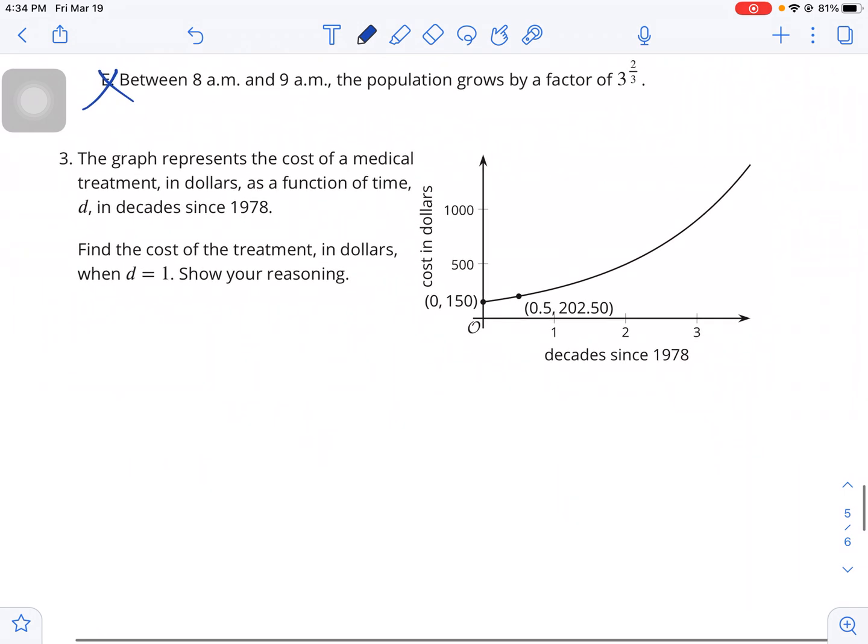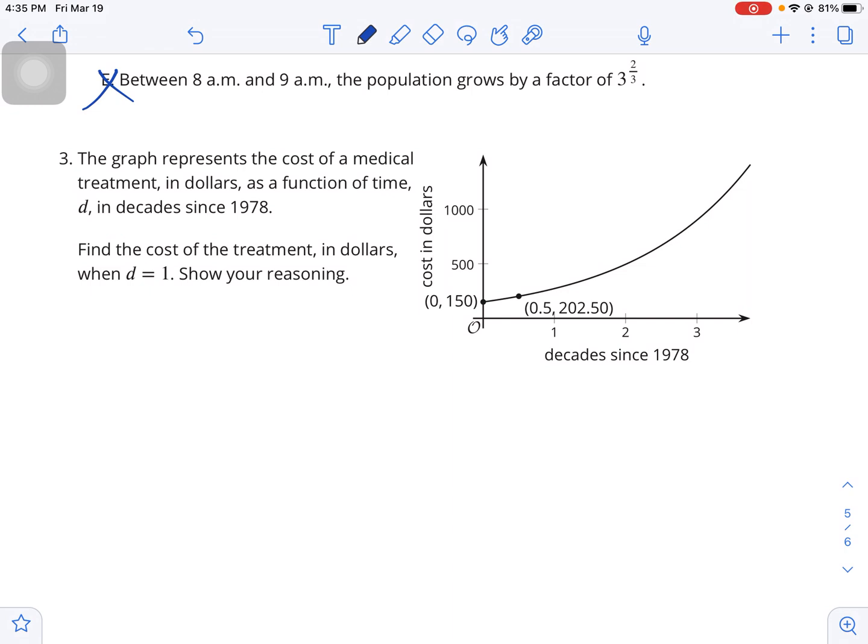Number 3, the graph represents the cost of a medical treatment in dollars as a function of time, D, in decades since 1978. And we want to find the cost of the treatment in dollars when D is equal to 1. So if D is equal to 1, that's another half decade time. So we can just use this factor that it grew in half a decade and multiply it again to find the cost of treatment after 1 decade.